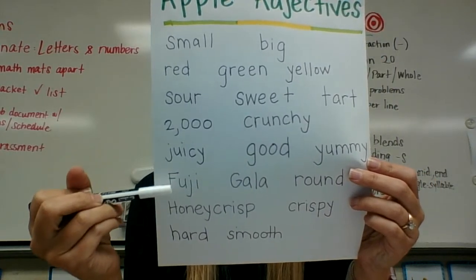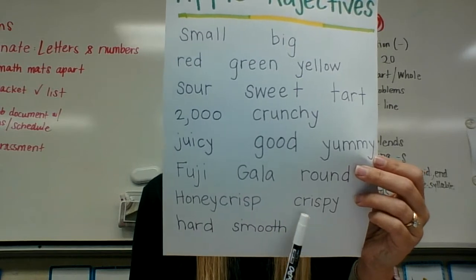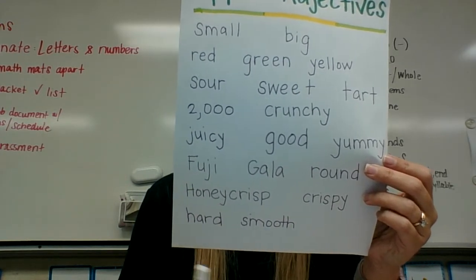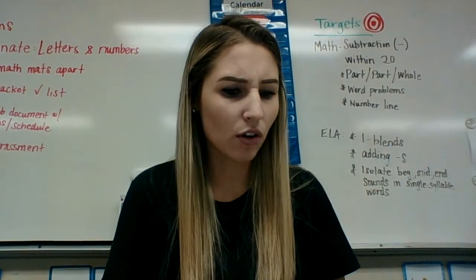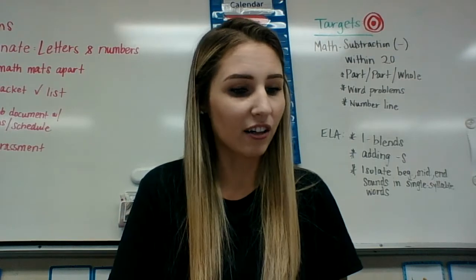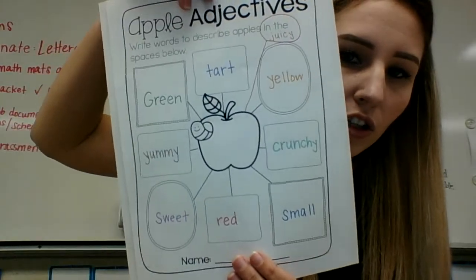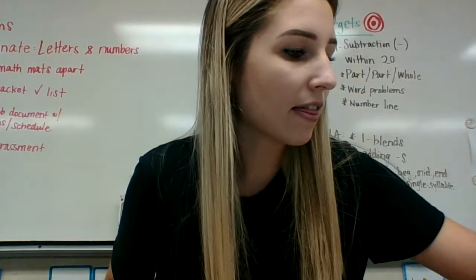Talk about the different kinds like Fuji, Honeycrisp. Talk about the texture, crispy. The outside is smooth. The apple itself is really hard, right? Like you would never throw an apple at a person because it's hard. So on your apple adjective page, pick which adjectives you want to use and write them in your squares and your circles. And then that was it.